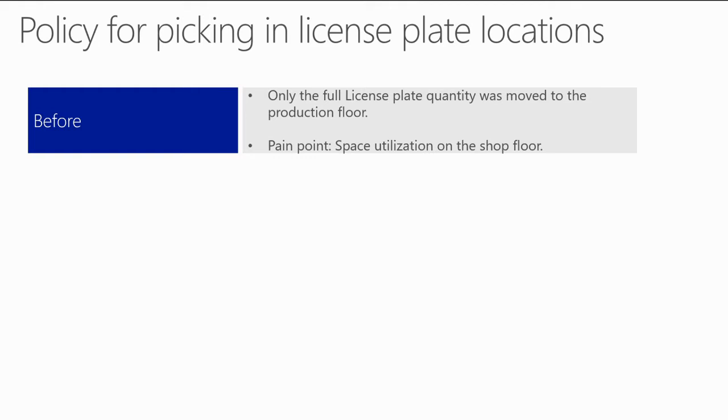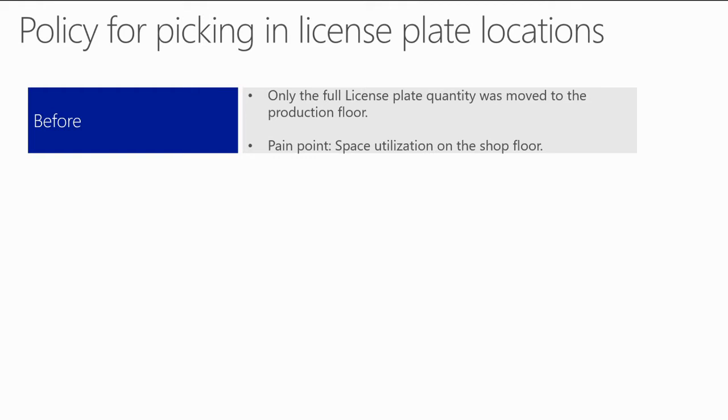That is not the case when you pick from license plate controlled locations. When that is done, the warehouse worker will always pick the full quantity of the license plate. That has been the implementation that came with the first version. We call that process staging. So you stage the license plate to the production floor, whereas the other method, we call that order picking, where you pick the requested quantity. So that is all fine.